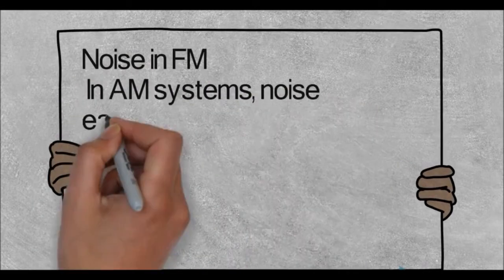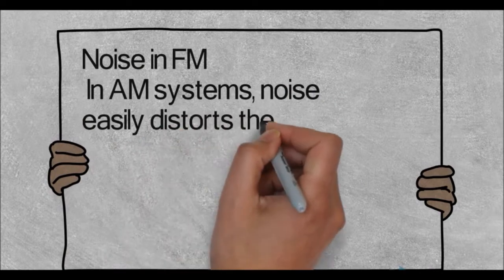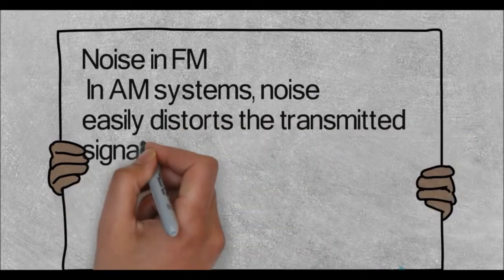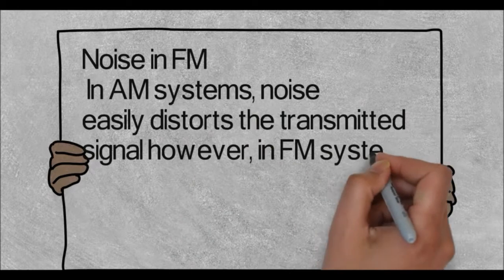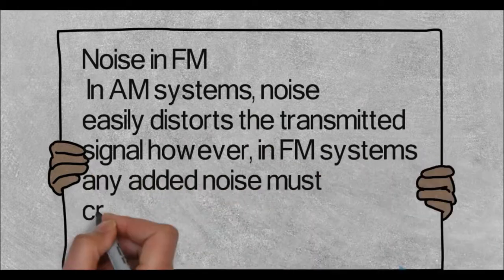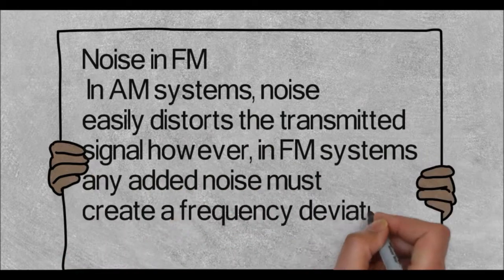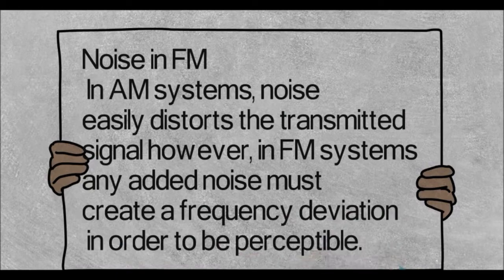Noise in FM. In an AM system, noise easily distorts the transmitted signal. However, in an FM system, any added noise must create a frequency deviation in order to be perceptible.